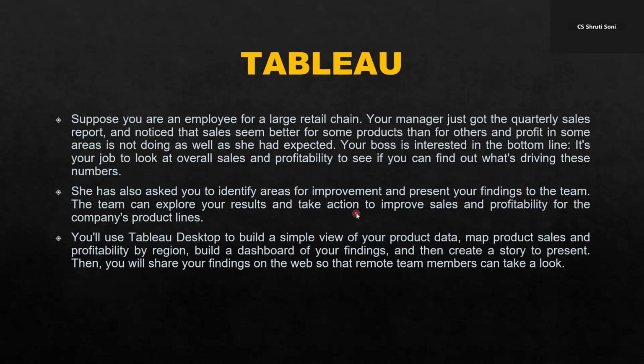Now, the team can explore your results and take action to improve sales and profitability for the company's product lines. So you'll use Tableau Desktop to build a simple view of your product data. You'll map the product sales and profitability by region. You'll build a dashboard of your findings and then you'll create a story to present. Then you'll share your findings on the web so that the remote team members can also take a look.